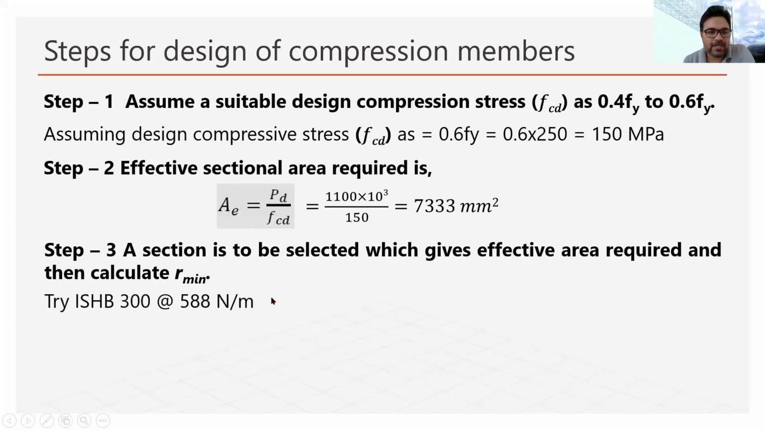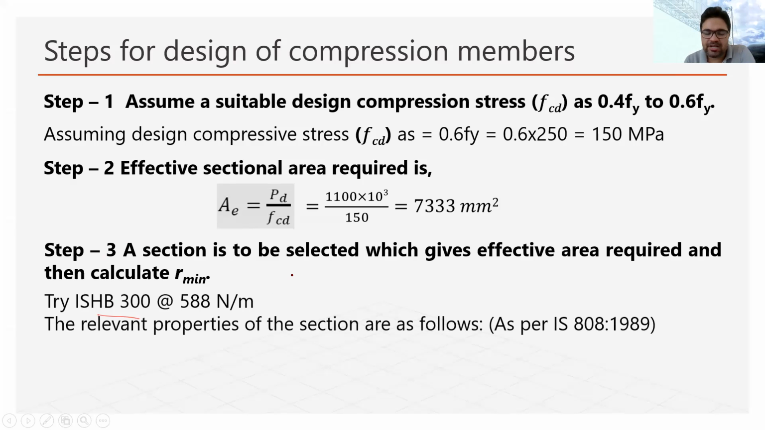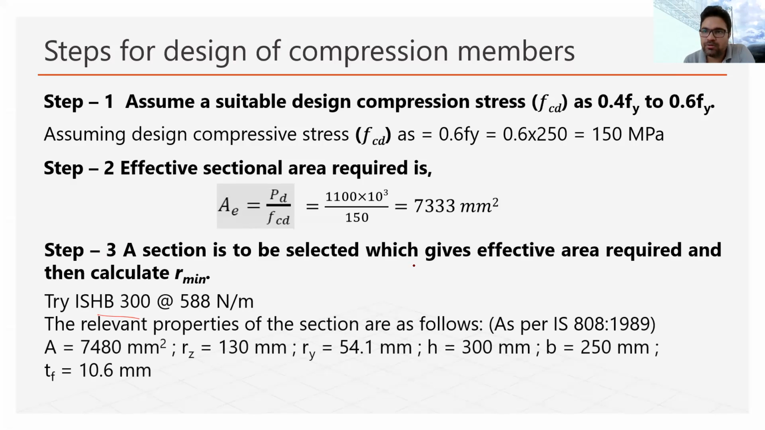So here, as I said, we will try ISHB 300, and all the relevant properties we will note down from the steel table. The area is 7480 mm square. There it was given in centimeter square. I have converted that into mm square directly. Similarly, the RZ value was given there as Rx value, but I am writing it here as RZ. There it was written 13 centimeter. I have converted this into mm, which is 130 mm.